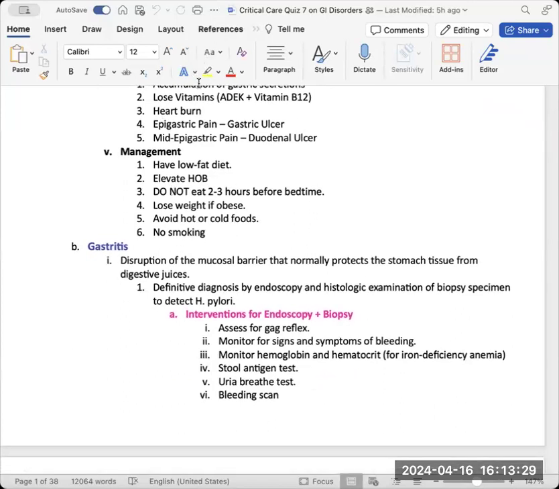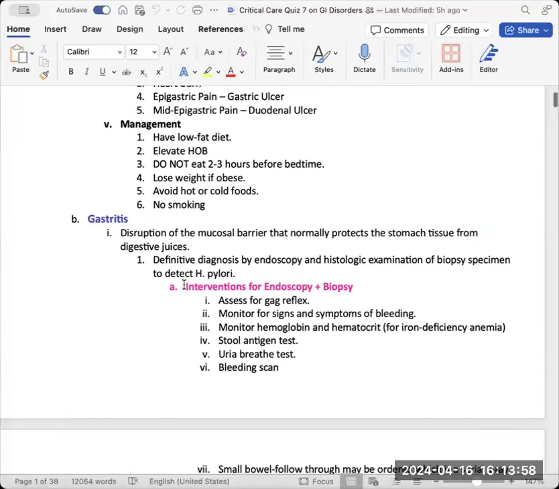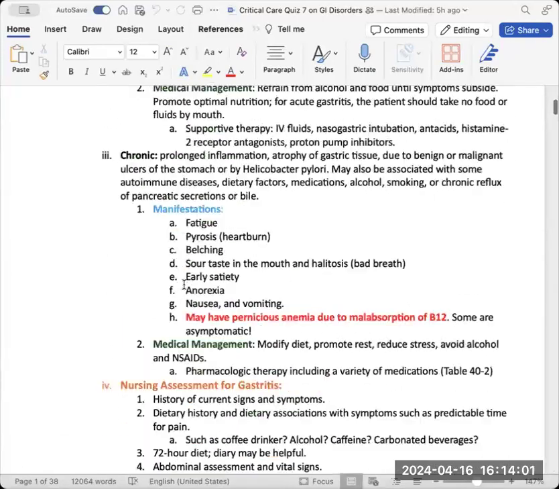We want to have a low fat diet, no alcohol, no smoking, no really hot or really cold foods. If they're obese, they should be losing weight. They shouldn't eat 2 to 3 hours before bed because that's going to increase gastric acid secretions, and elevating the head of the bed is also going to help, because they don't want reflux. So having the head of the bed elevated, especially after you eat, is going to help with preventing that. Any questions or anything anybody wants to add for this question?